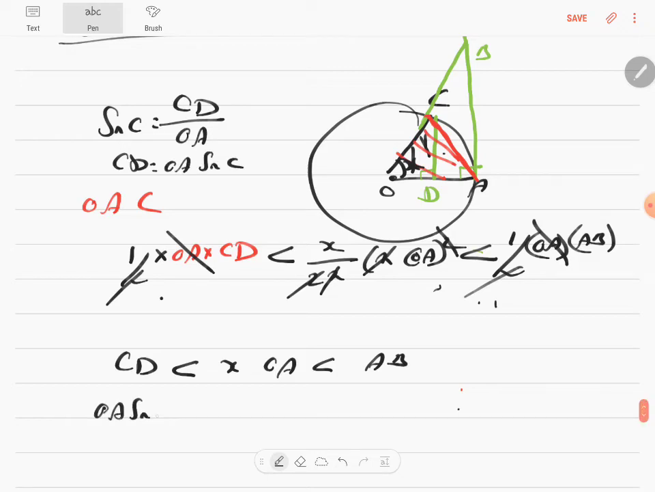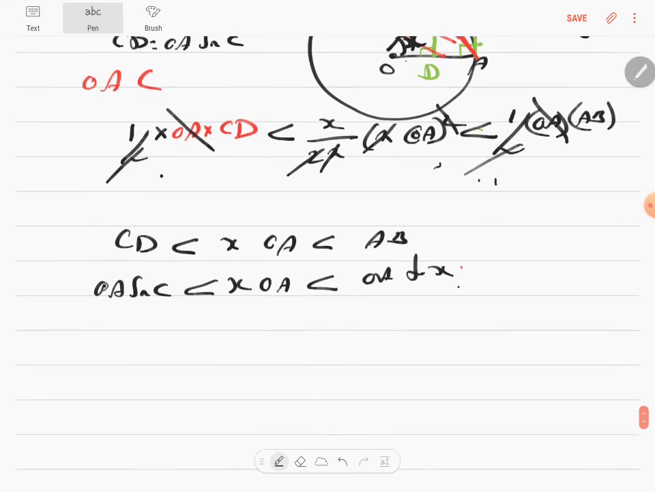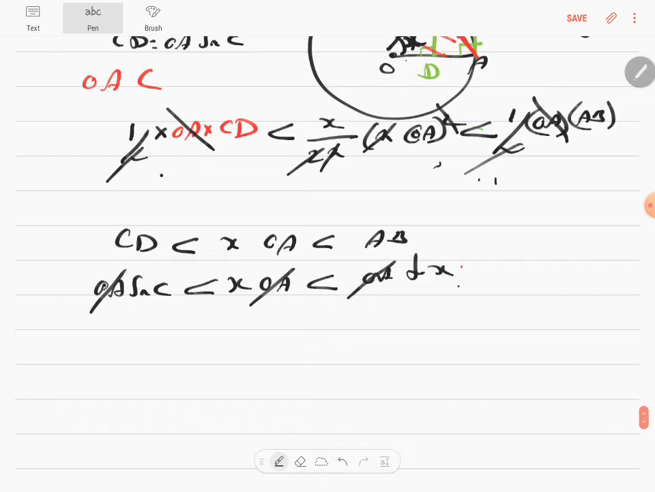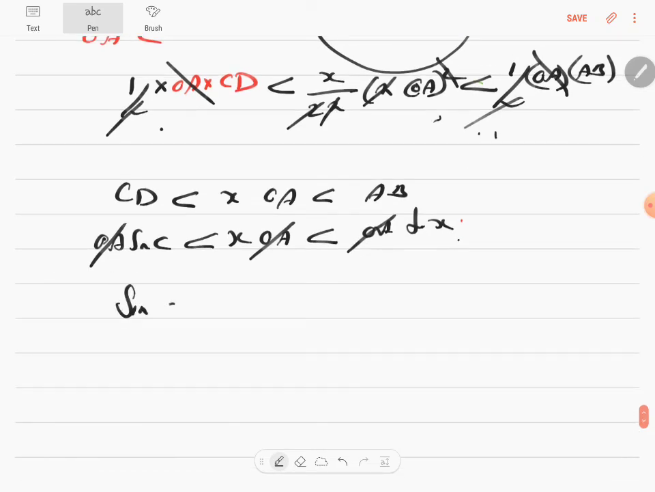OA into sin C is lesser than x into OA. What is AB? Can you take the same triangle and do sin x for the bigger triangle? No, let's do tan x. Tan x is nothing but opposite, which is AB, by adjacent, which is radius, which is OA. So AB is OA into tan x. Now OA throughout can again get cancelled. Now you have sin C is lesser than x is lesser than tan x, correct?